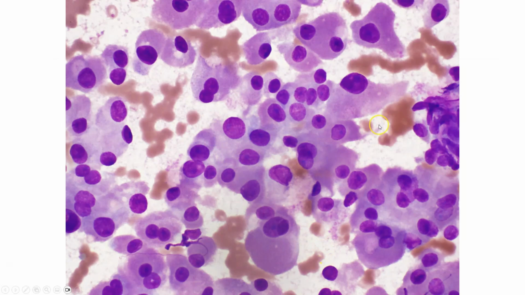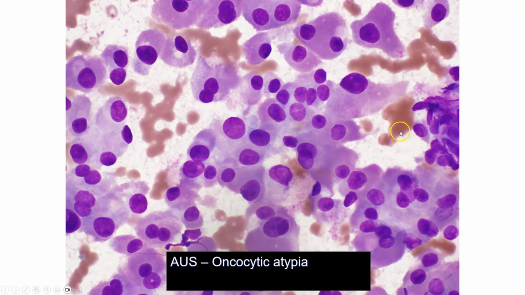Here is another example of a smear with lots of oncocytic cells. They are a little bit dispersed here, and some of them are binucleated. So this would fall into the AUS other oncocytic atypia category if there is no colloid in the background and no lymphocytes. This turned out to be Hashimoto thyroiditis on histology.